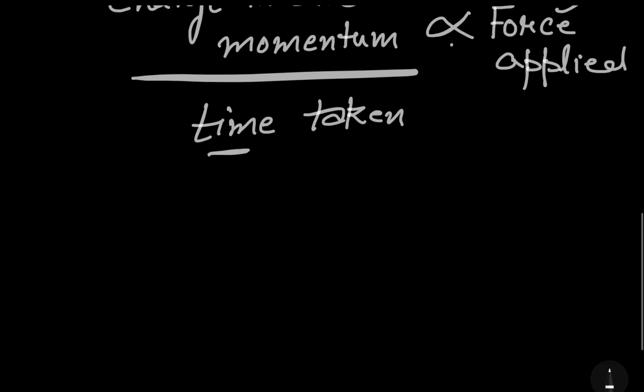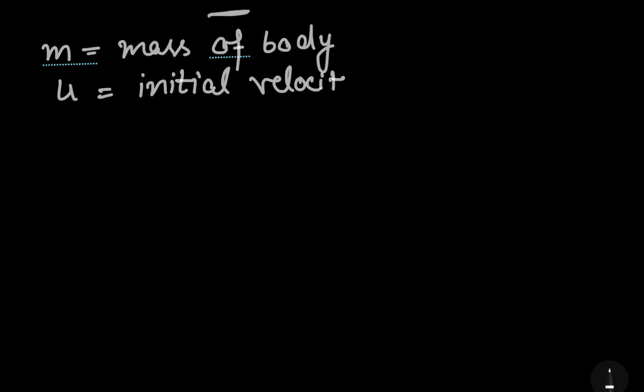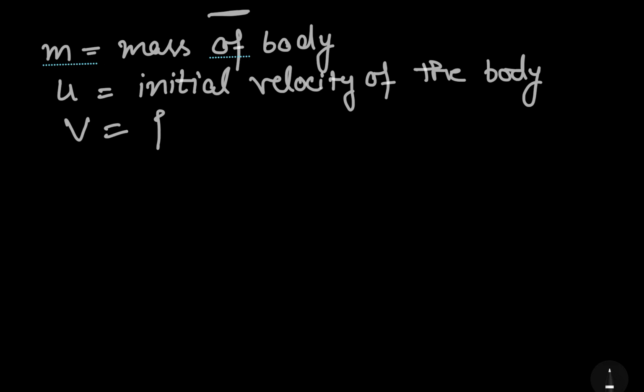Now if I want to write it in mathematical formulation, let's see how. They can ask you this type of question in long questions: derive the mathematical formulation of Newton's second law of motion. For this we will take a body whose mass is m. What is m, students? Mass of the body. Then we take u. What is u? Generally we take u as the initial velocity of the body. Initial means the starting of the body. V is the final velocity of the body.